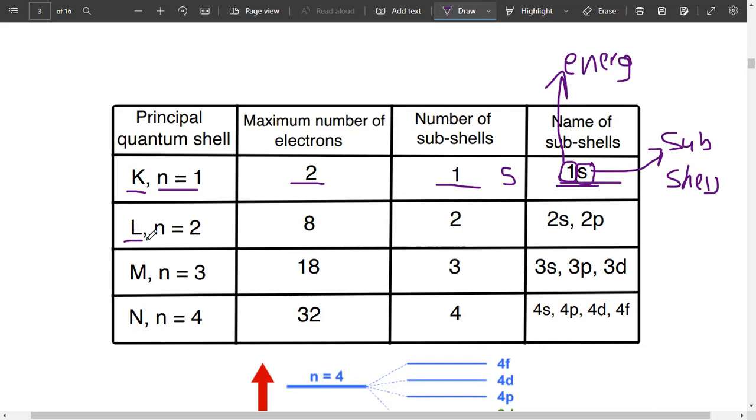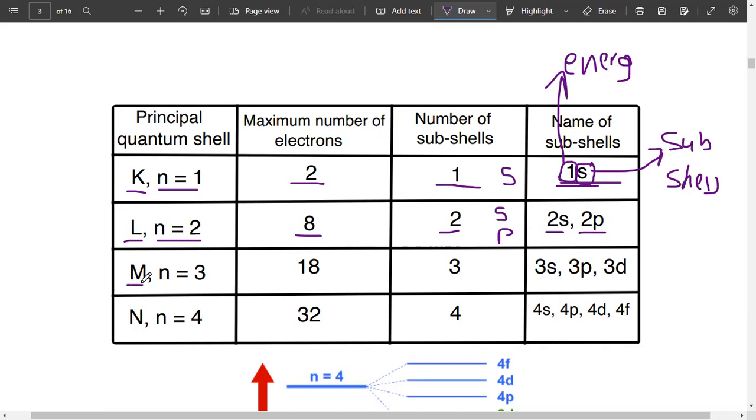Second shell is also known as the L shell, where n is equal to 2, and the maximum number of electrons that can be occupied are 8, and the number of subshells are, इसके अंदर S भी होता है, and P subshell are included in the second shell. So we call them 2s and 2p.